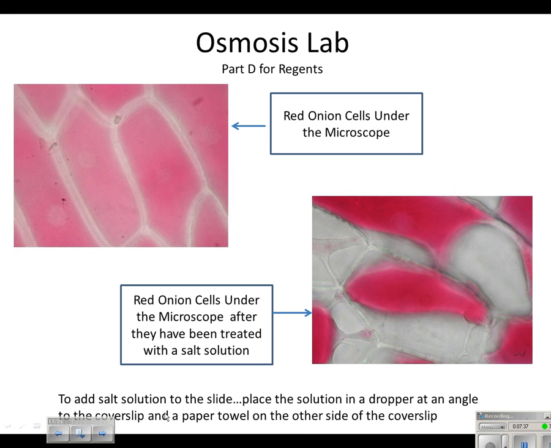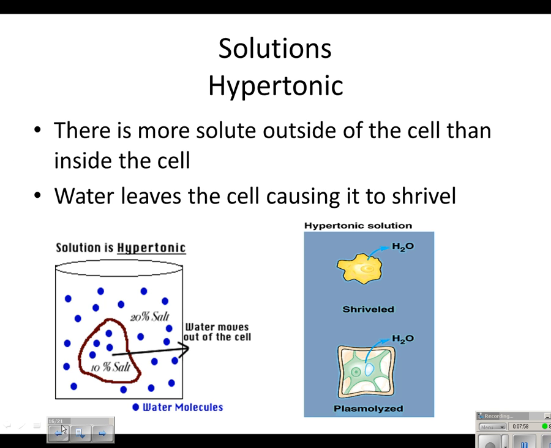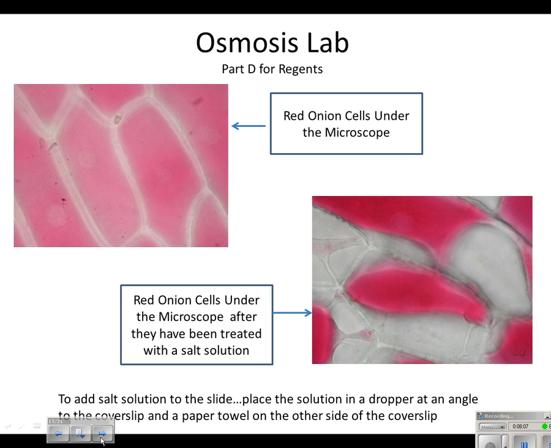And then to look at real cells, we observed red onion cells under the microscope. And this is what they look like. You see these nice boxes. Well, we added a saltwater solution to the slide by taking a dropper to the edge of the cover slip and putting a paper towel on the other side. We're adding salt to the outside of the cell. So if you remember, we had a higher concentration of solute outside the cell, so water is going to move from the inside of the cell to the outside of the cell, causing them to shrivel, and that's what we see here.